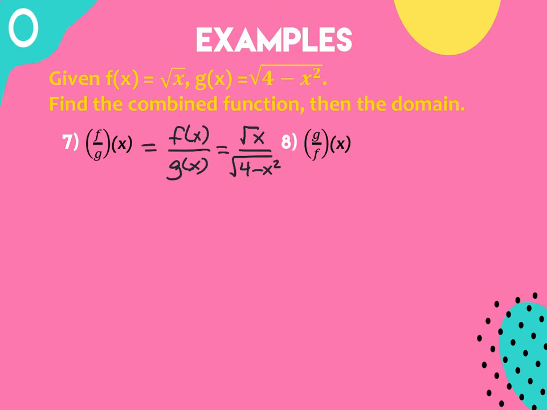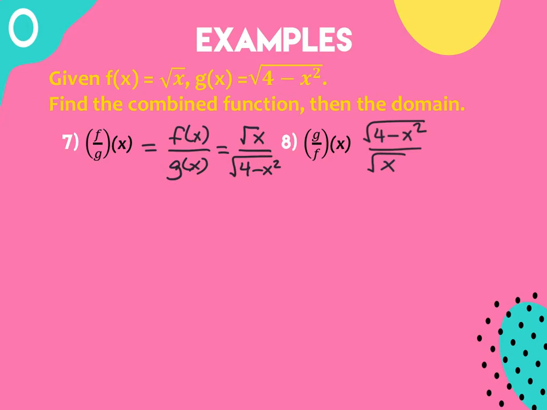If I wanted to find the combined function of number 8, I take the g of x function, put it on the top, and then put the f of x on the bottom. That's the combined functions. However, I need to find the domain. So again, remember the restrictions.